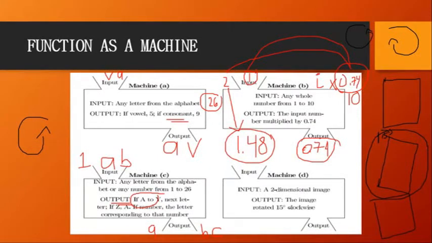Kung walang nilagay ditong direction, let's say walang nakalagay na clockwise dito, this is not a function. Kasi pwedeng ito yung itsura niya, pwede rin na ito. Kung walang sinabing direction. Okay? So yung letter D, i-generalize na natin that this is a function.